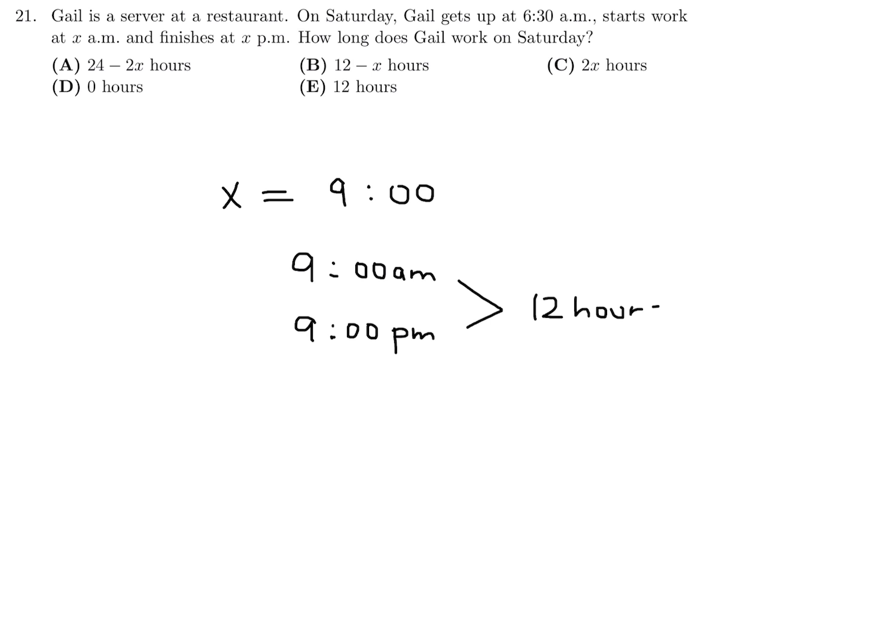No matter what you put in for X, as long as it makes sense, as long as it's after 6:30 a.m., you'll get the answer of 12 hours. If you put 8 a.m., if you put 10 a.m., it's X to X. So it will be 12 hours. So number 21, the answer is E.